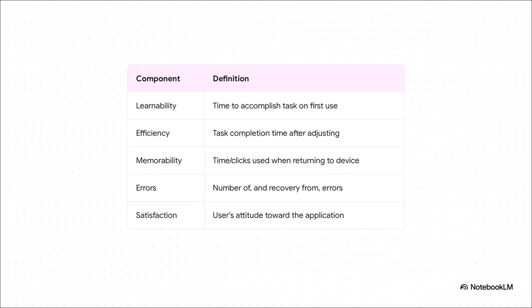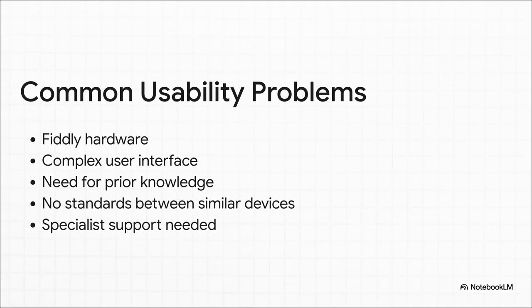So to get past just being annoyed and into actually making a smart critique, we need a structure. And that's where a framework like this is so useful. It gives you the right words. So instead of just saying, this app is confusing, you can say, okay, its learnability is really low, meaning it's hard for new users. Or you could look at the number of errors it causes. It's a much more precise way to figure out exactly what's wrong. And when you start using that framework, you see the same old culprits pop up over and over again. You've got that fiddly, awkward hardware, or a super complex user interface that just tanks learnability. Or my favorite, when you need to already be an expert just to get started.